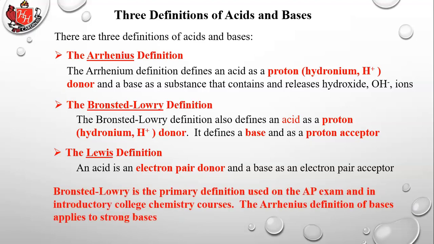So Bronsted-Lowry is the primary definition used on the AP exam and in introductory college chemistry courses. The Arrhenius definition of bases applies to strong bases. That is, a base is a hydroxide ion, releases a hydroxide ion. We'll talk about that in just a moment.